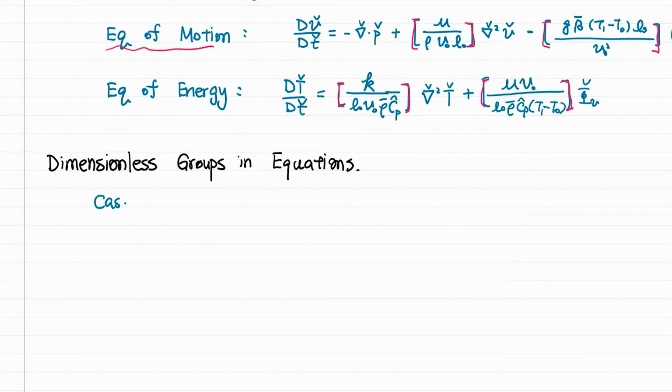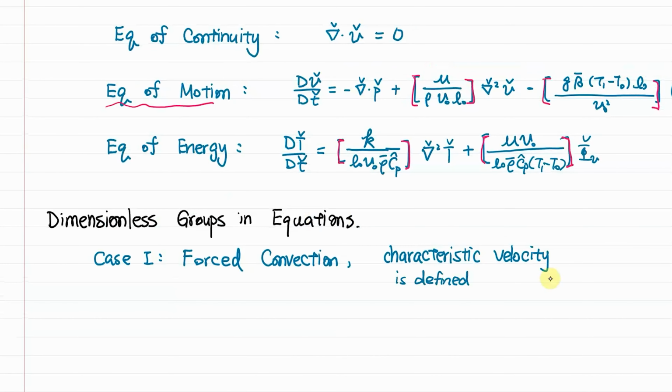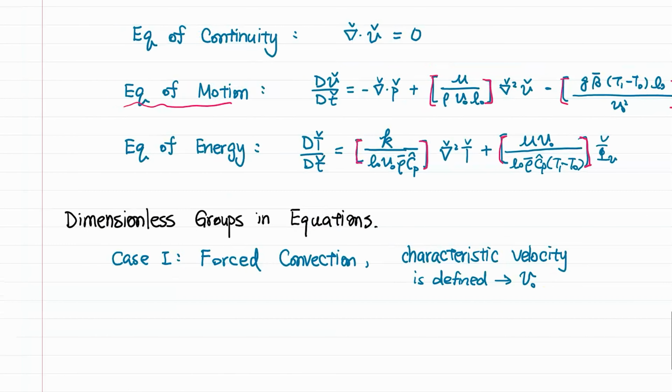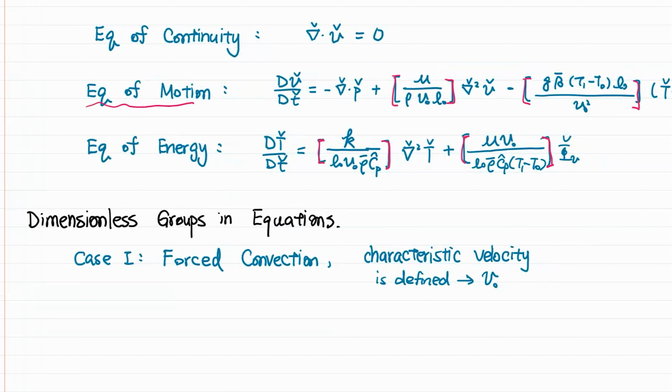So case 1. Case 1 is looking at forced convection, which is probably the most common case encountered for chemical engineers. So forced convection. That means the characteristic velocity is defined, and typically we can find a characteristic velocity V0. So if that's the case, let's look at our dimensionless groups.